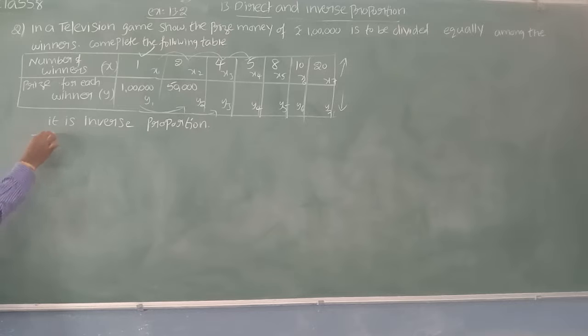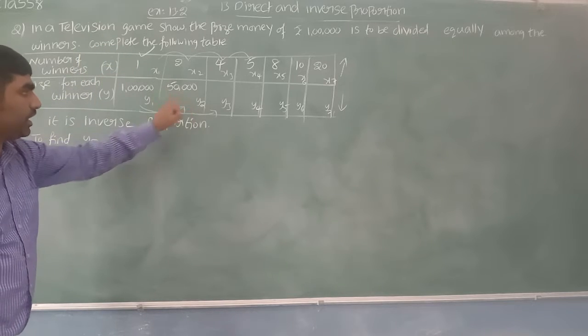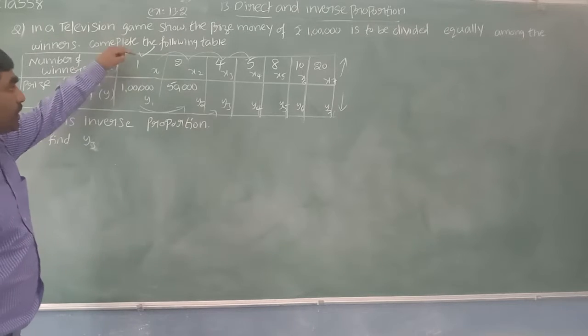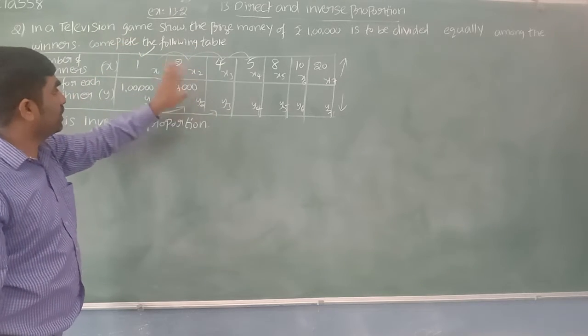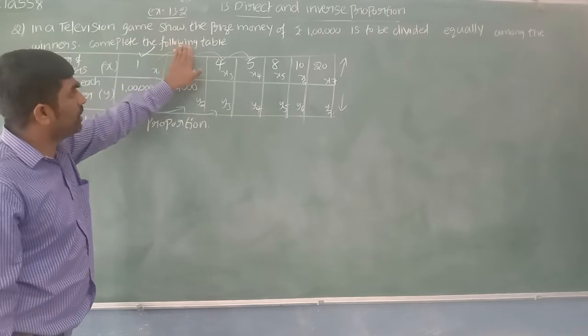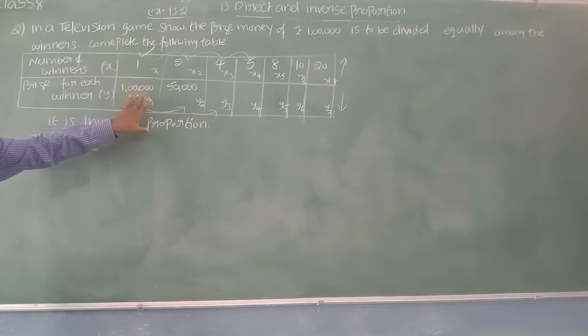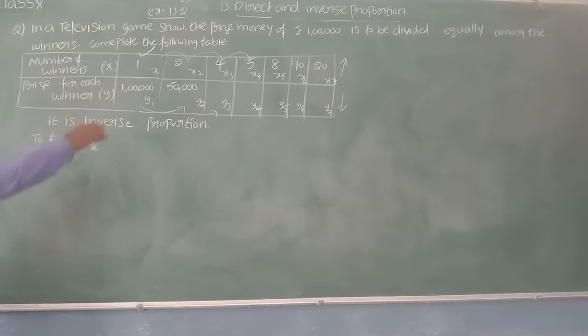Now to find y2, the product of corresponding values remains the same. x1 into y1 is equal to, sorry, y2 is already there, we'll go with y3 to find y3. The product of corresponding values, x1 into y1, is equal to x3 into y3. With the help of this, I am trying to find all the remaining values. Or else we can also find the remaining ones with the help of this basic one: one winner, 1 lakh. Now with the help of this, I am trying to find the remaining.